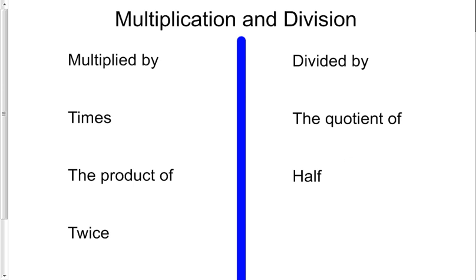Let's look at multiplication and division. The words on the left: multiplied by, times, the product of, or something like twice. Those are all instances of multiplication. Twice being very specific. Twice means you're multiplying by 2. On the other side, we have divided by, the quotient of, and half. You also might see 1/3 of, 1/4 of, something like that. Those are all very specific dividing operations. So if you said half of a number, it would be a number divided by 2. Okay?